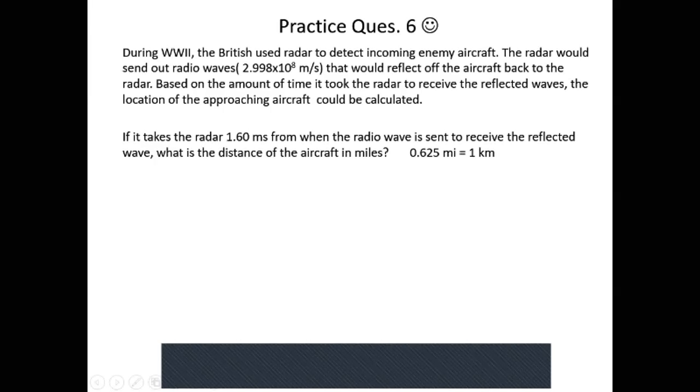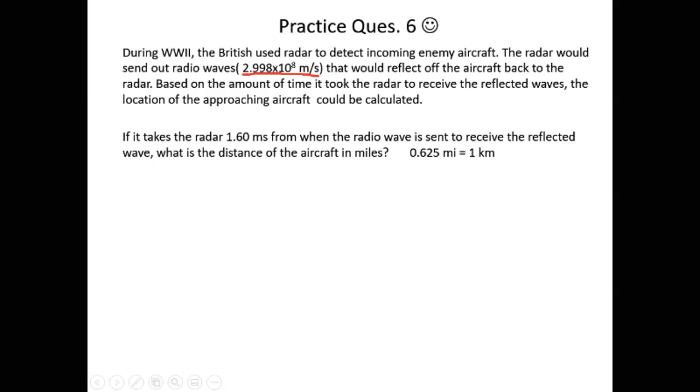So in this problem, it talks about during World War II, the British used radar to detect incoming enemy aircraft. The radar will send out a radio wave. It gives you the speed of the radio wave, 2.998 times 10 to the 8 meters per second, that would reflect off the aircraft and back to the radar. Based on the amount of time it took the radar to receive the reflected waves, the location of the approaching aircraft could be calculated. So it says if it takes the radar 1.60 milliseconds from when the radio wave is sent to receive the reflected wave, what is the distance of the aircraft in miles? And it gives us a conversion factor for miles to kilometers.